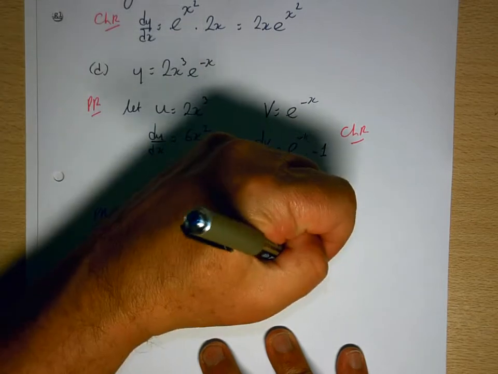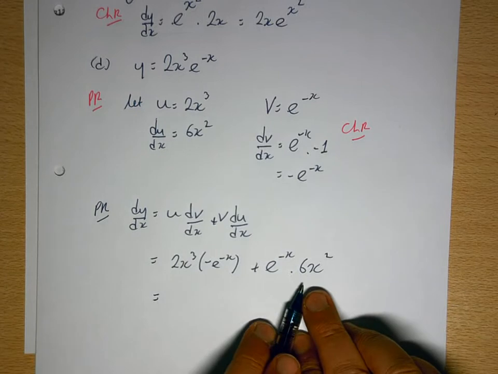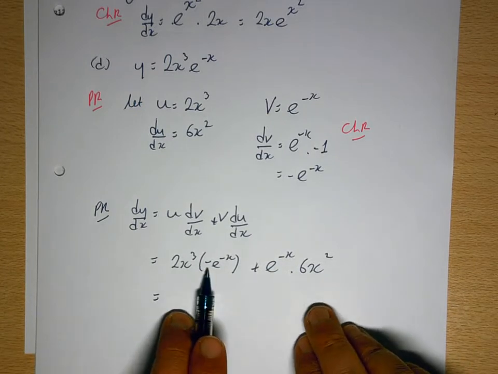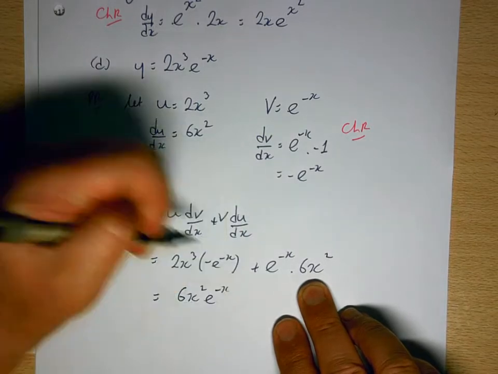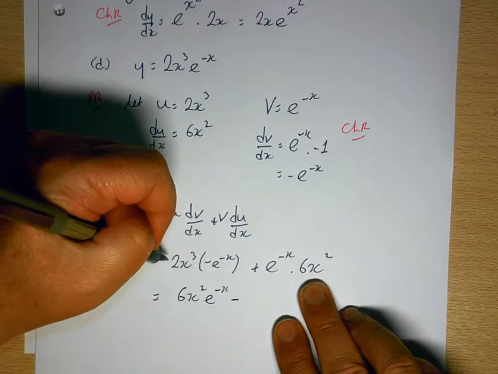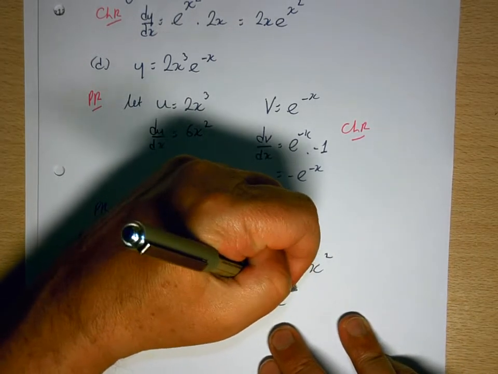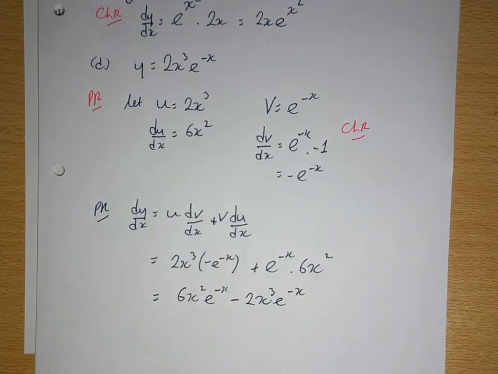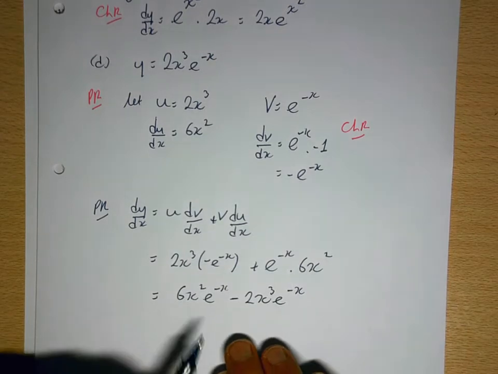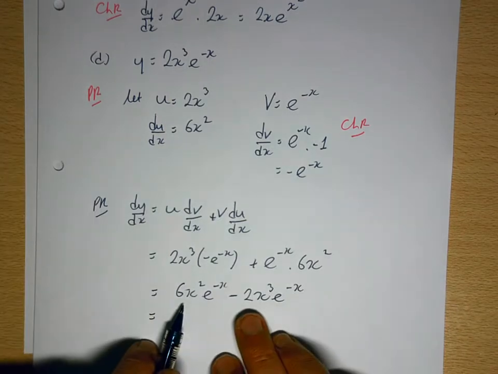times 6x squared. Now, if I tidy this up a little bit, that's going to be positive, that's got a minus, so I'm going to write this as 6x squared e to the minus x minus 2x cubed e to the minus x. So I've reversed them to make the negative the second term, just out of neatness. Now at this stage, we can go hunting for common factors. I can see I have 2 as a common factor.